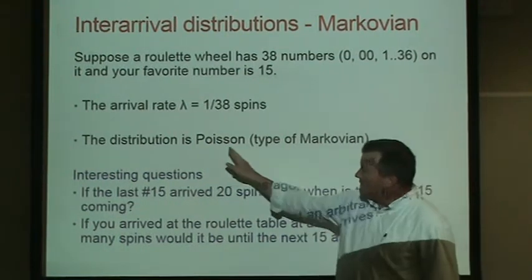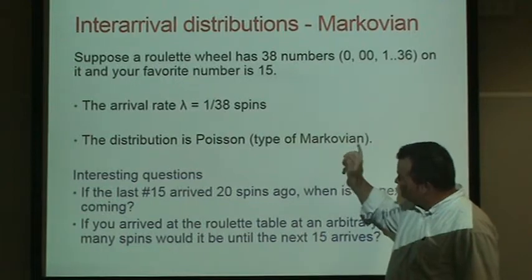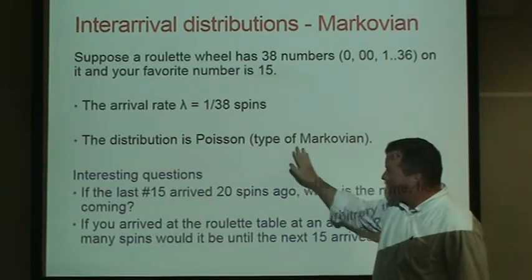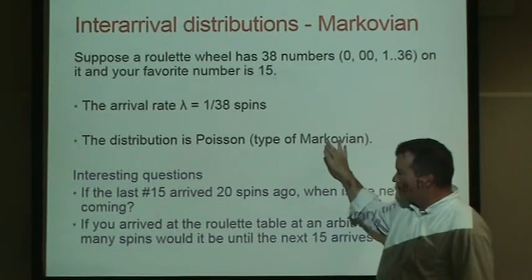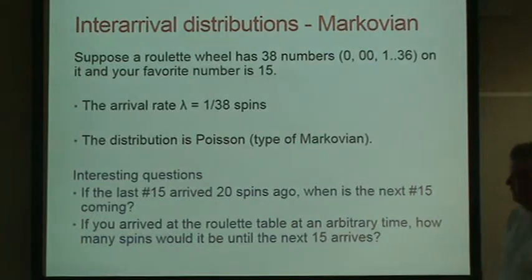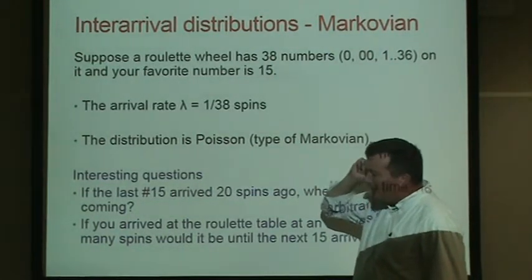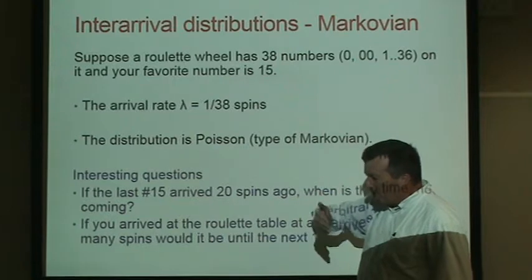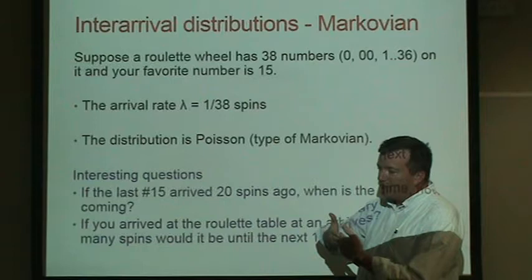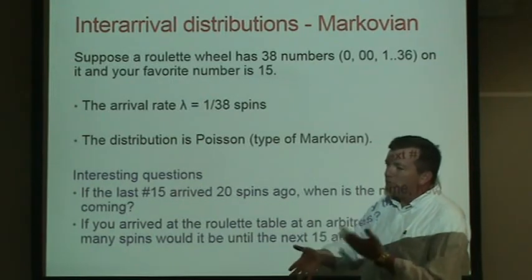And that's one of the many types of processes. Another famous mathematician, the Russian mathematician Markov, talked about Markov processes, and a Poisson process is a subset of Markov processes. So it's also popular to call these Markovian distributions. But the idea is that an event happens with a rate, but the gap of time between each event is totally unconnected to the last event.